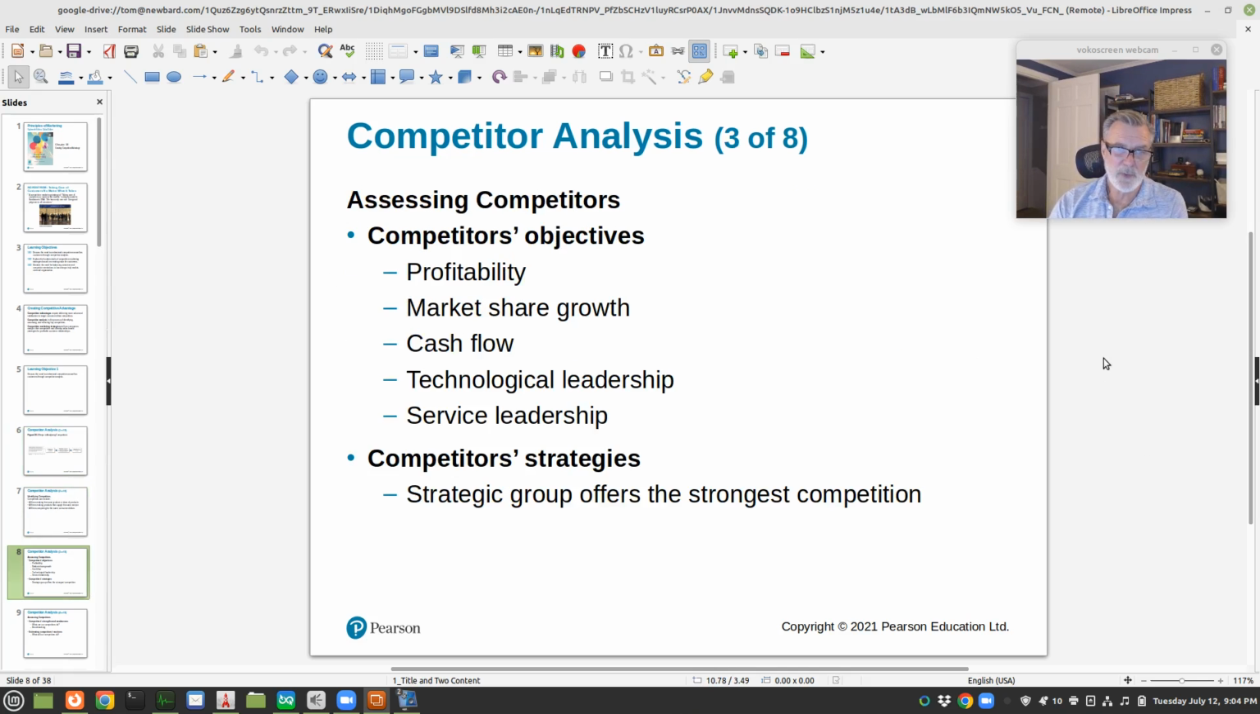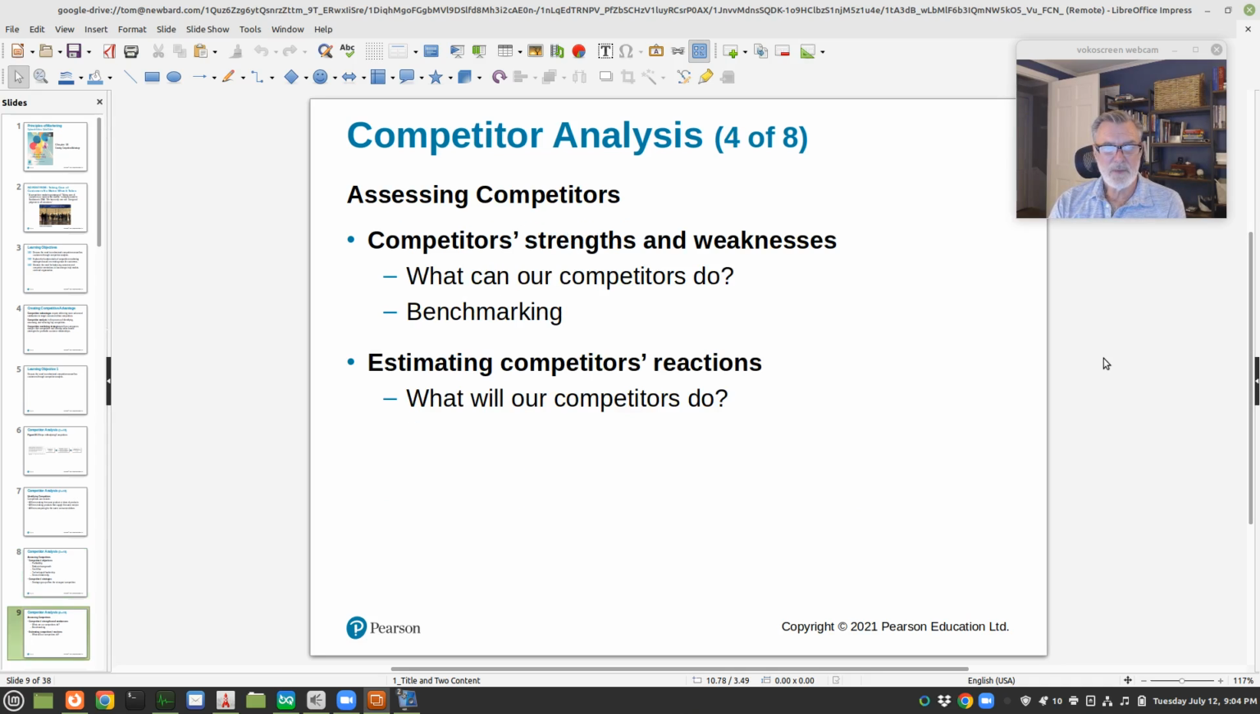Assessing competitors: profitability, market share, cash flow, technology leadership, service leadership. These are the kind of things you might look at. And competitive strengths and weaknesses, you can take a look at those. You can decide what you think gives them an advantage with a particular set of customers over you, or particular disadvantages, and you can benchmark yourself against them. They do this, we do this, we're better here, they're better there.